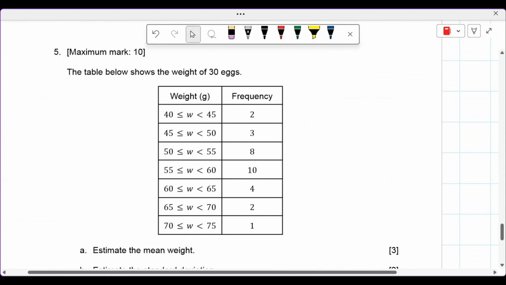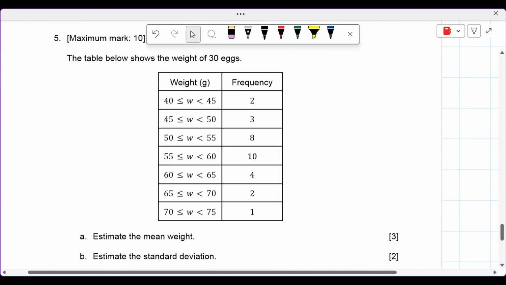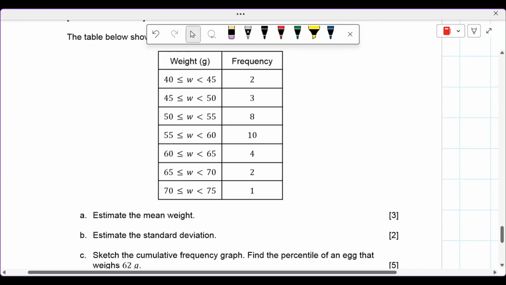All right, the final question. The table below shows the weight of 30 eggs. So first thing we need to do is estimate the mean weight. Right now, we can only do an estimate because we don't know the exact weight of individual eggs. So I think we're going to find the mean value.